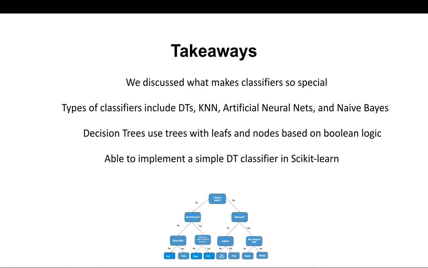Today we really went into depth with decision trees. We talked about how decision trees use trees with leaves and nodes based on Boolean, true-false logic. And at the end, we were able to implement a really cool but simple decision tree classifier in Scikit-learn in barely 5 to 6 lines. So that's really cool, and I think that should wrap it up for today.